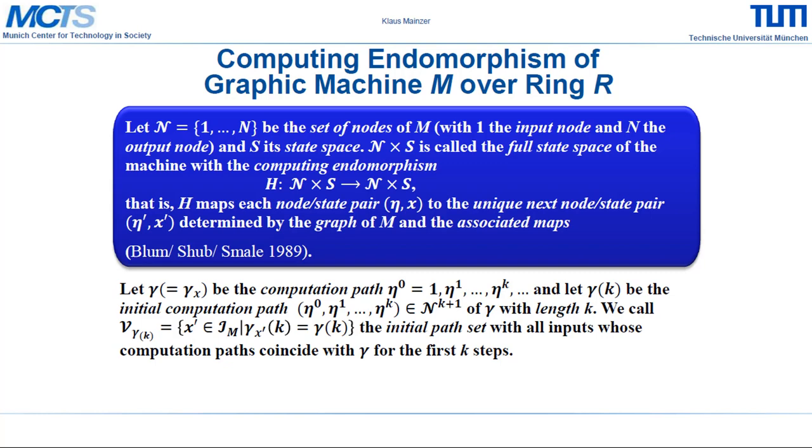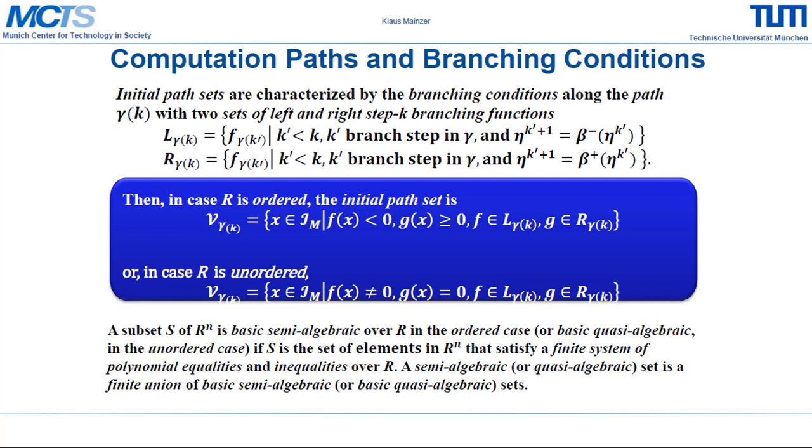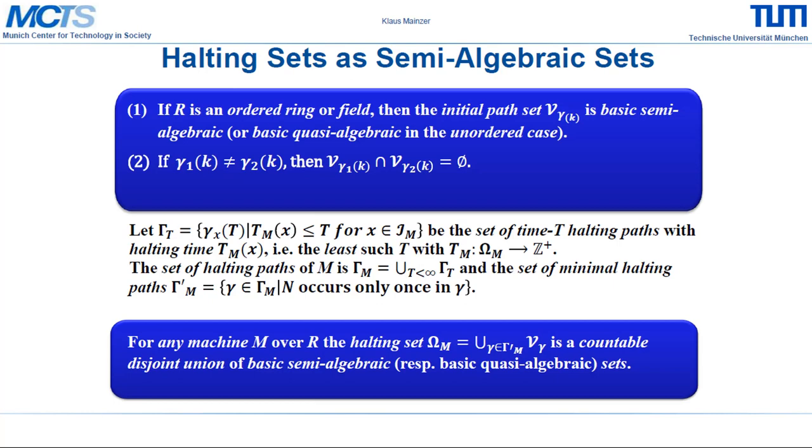And this machine can be characterized by a computing endomorphism on the state space with a set of nodes which are generated by a machine during computation, the so-called computation passes. They are characterized by branching conditions. And the initial computational passes, if the ring is ordered, can be characterized by basic semi-algebraic sets. And that means by polynomial inequalities or equalities. And I think that is a nice constructive aspect of this approach.